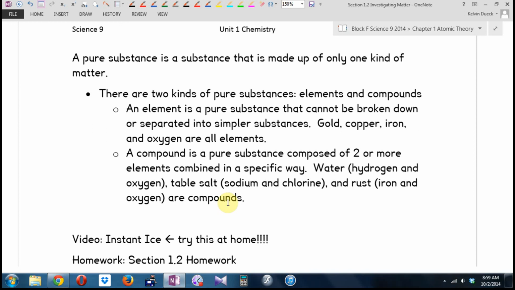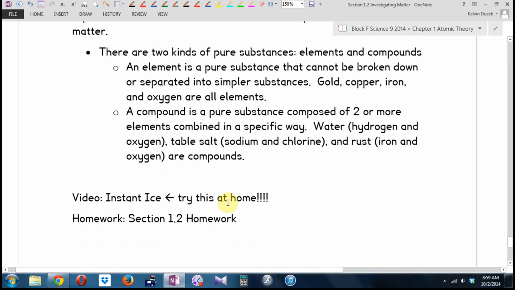A compound is a pure substance that's composed of 2 or more of those. You are all made up of compounds. Yes, some elements, but most of the elements in your system are not isolated. They're combined with other stuff. Okay? Water, which is H2O, hydrogen and oxygen. Table salt, which is sodium and chlorine, sodium chloride. Rust, which is iron and oxygen. They're compounds.